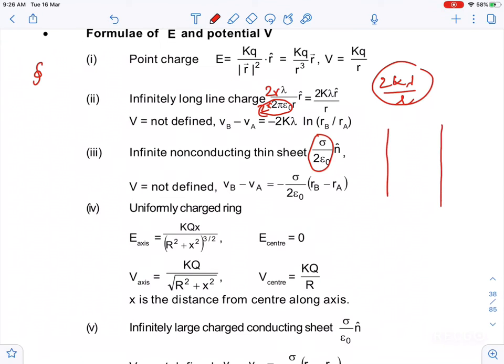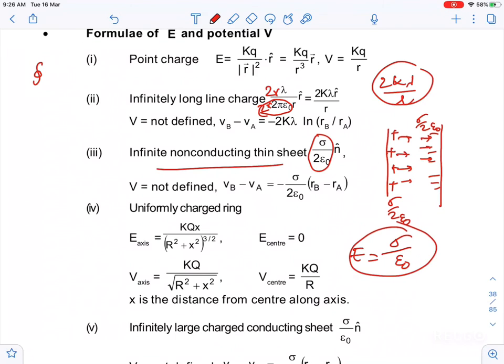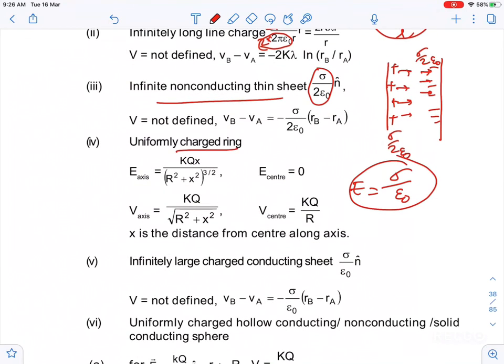For a sheet, this is sigma by 2 epsilon naught, guys. And you should remember that if it is a parallel plate capacitor, this is plus, this is minus. So for this, sigma by 2 epsilon naught electric field is going outside, and for this, sigma by 2 epsilon naught electric field is coming in. So the electric field is sigma by epsilon naught for a parallel plate capacitor. That is why for one plate it is sigma by 2 epsilon naught.